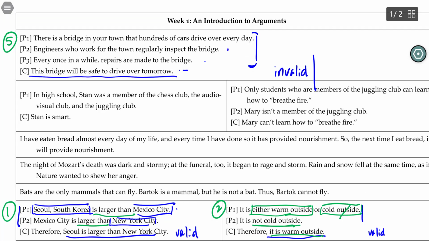So this argument we said was invalid. It's also, however, inductively strong. If these premises are true, then they make it very probable that this conclusion will be true. It's not guaranteed that the conclusion will be true, but it's very likely. So the argument is inductively strong.